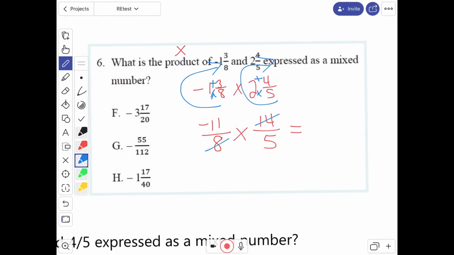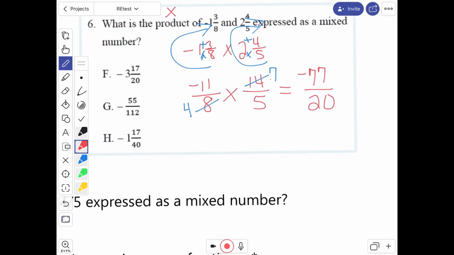I notice I can simplify 14 and 8 because both of those numbers can be divided by 2. 8 divided by 2 makes 4. 14 divided by 2 makes 7. Then I go straight across. Negative 11 times 7 is negative 77. And 4 times 5 makes 20.